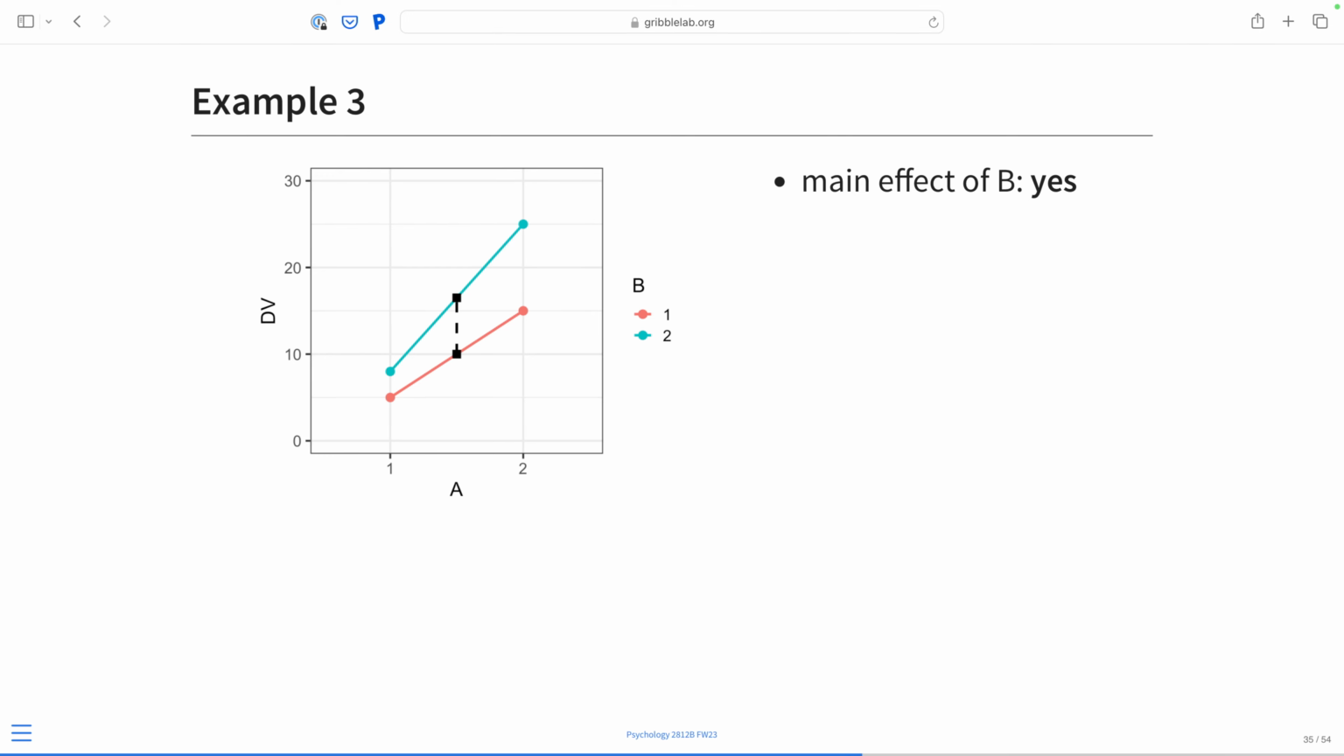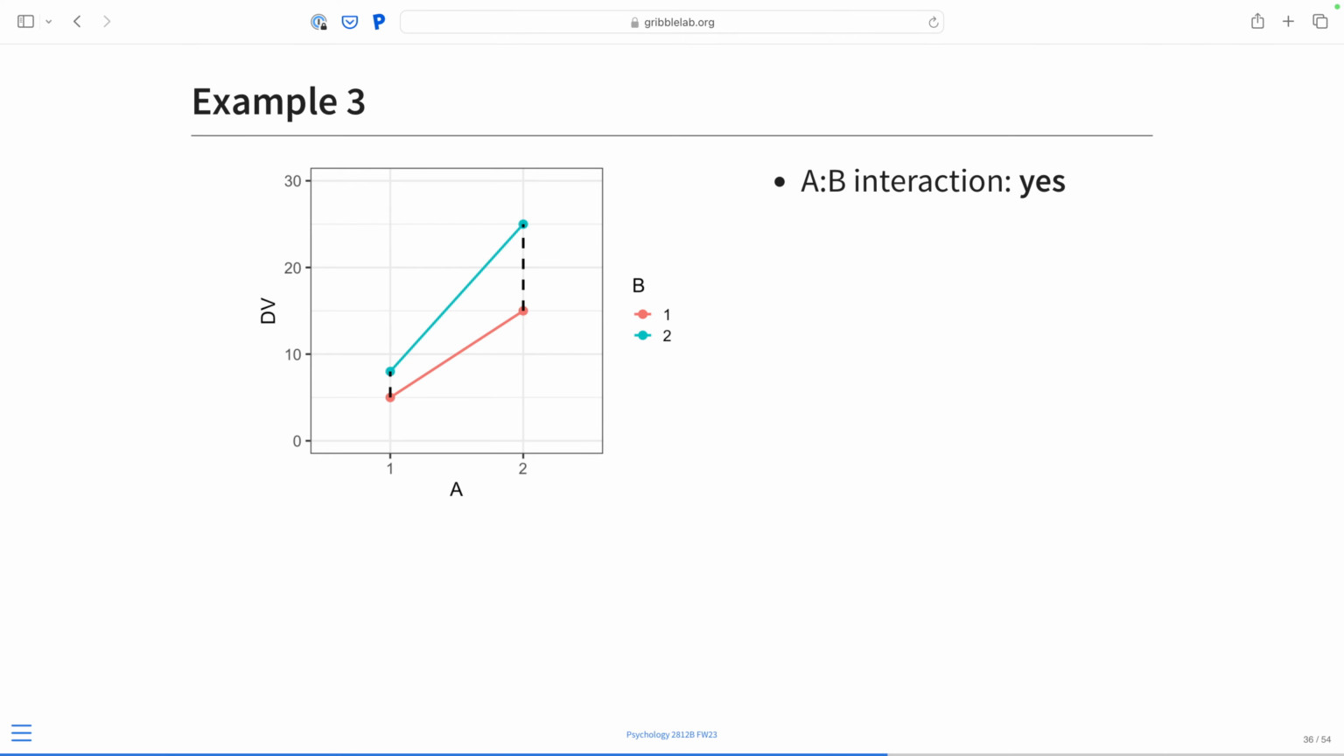Is there a main effect of B? Well, let's say yes. A main effect of B would be if you take B1, which is the orange line, and you average A1 and A2, and you get this square, and you compare it to the average of A1 and A2 within B2, which would be this black square. Are those different? Let's say yes.